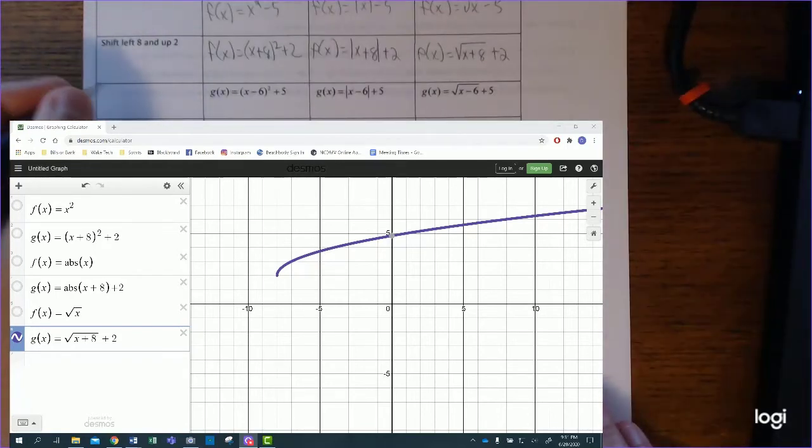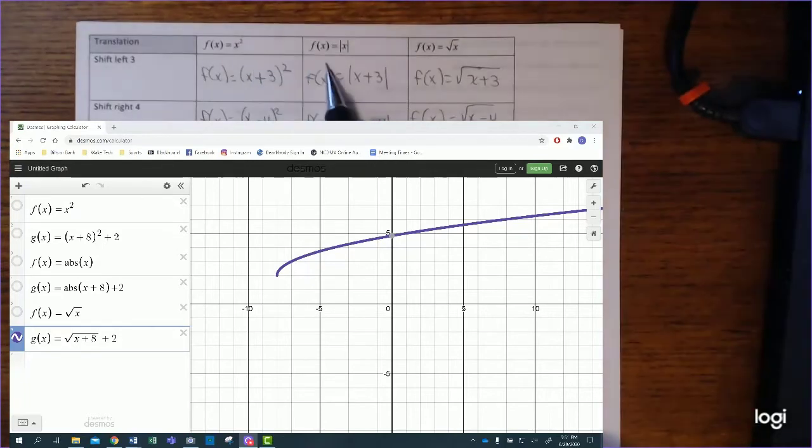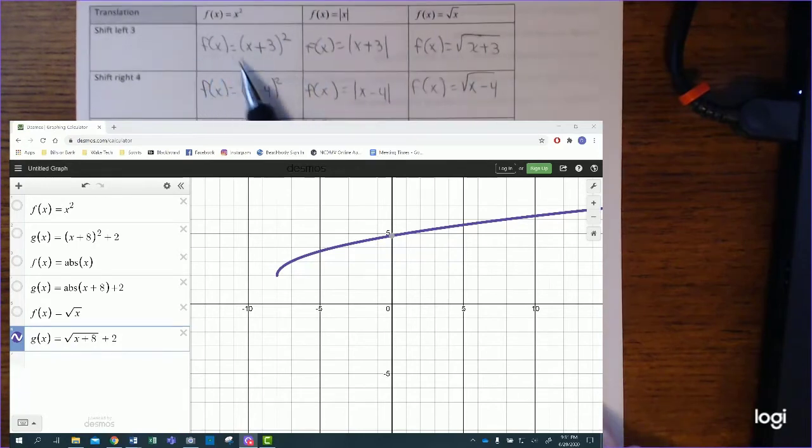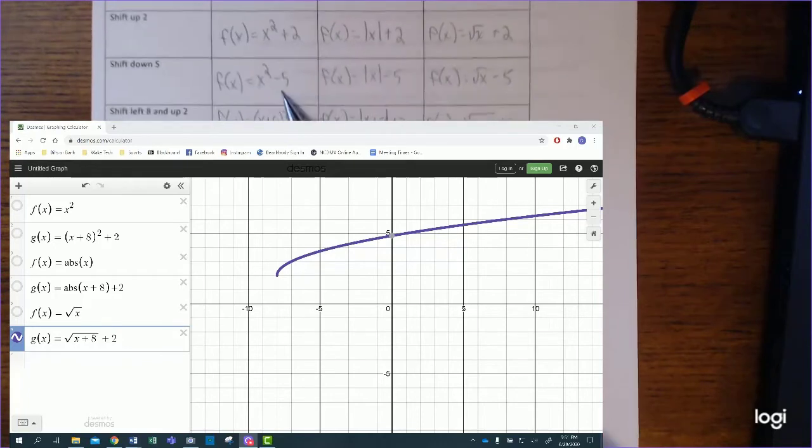So for all three of these, you should be able to say, well, it's moving the parent function right 6 and up 5. Yeah, I didn't mention that. These are called parent functions. They don't have any translations or transformations going on, so they're the parent, and anytime you do something to it and change the function in some way, those are the translated functions.